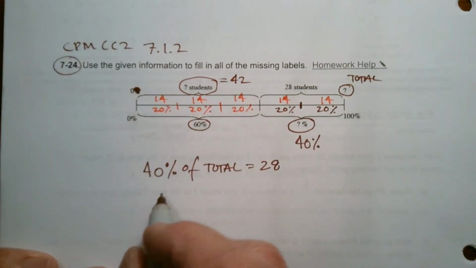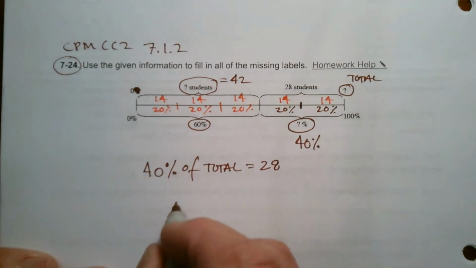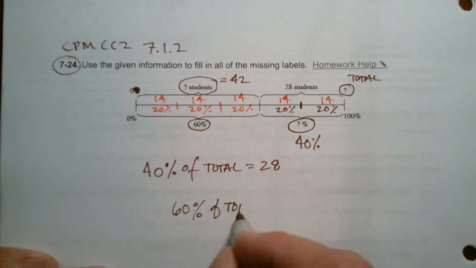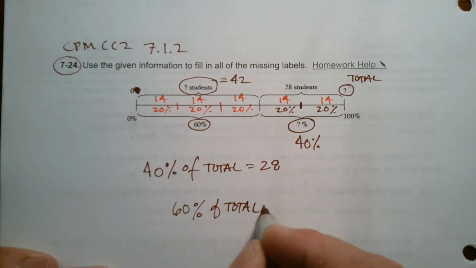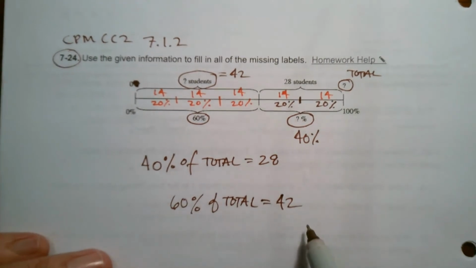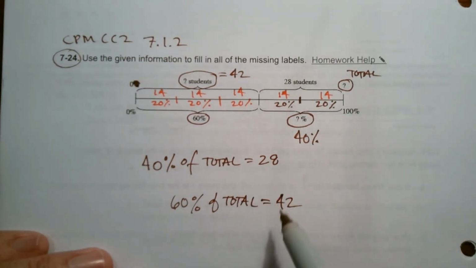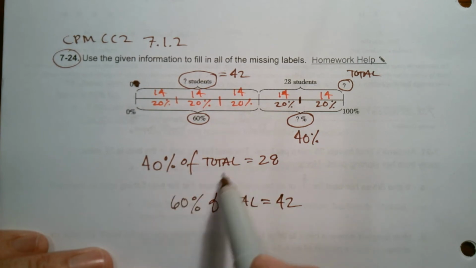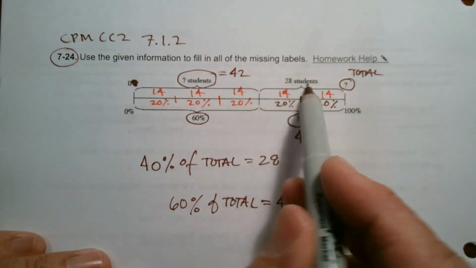So right there, I can see that 42 students, so 60% of the total is equal to 42 students. 40% of the total is 28 students. So now I can determine the total because I already have all of my percentages, 40% of the total and 60% of the total, and I can see it up here on my number line.